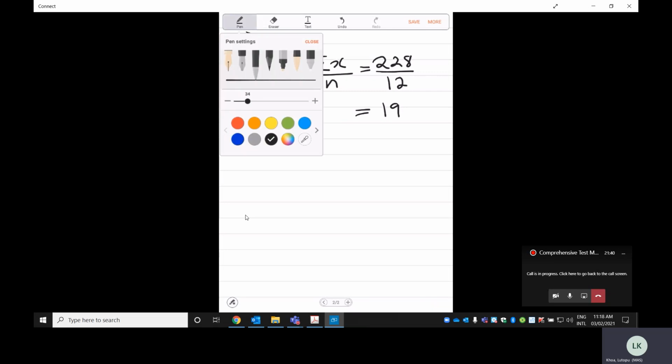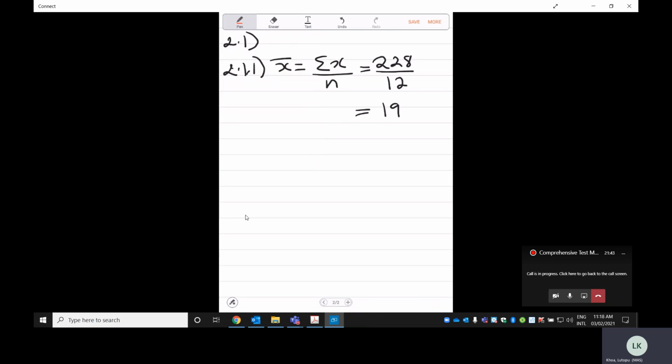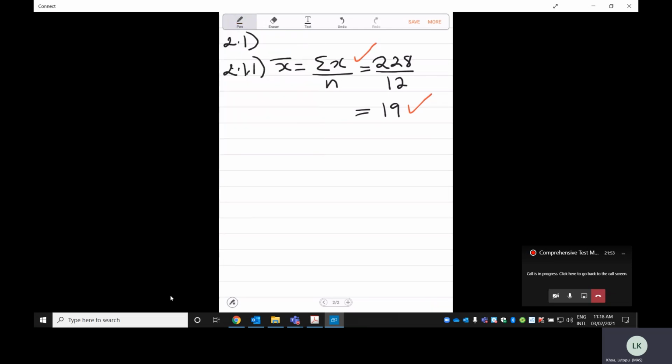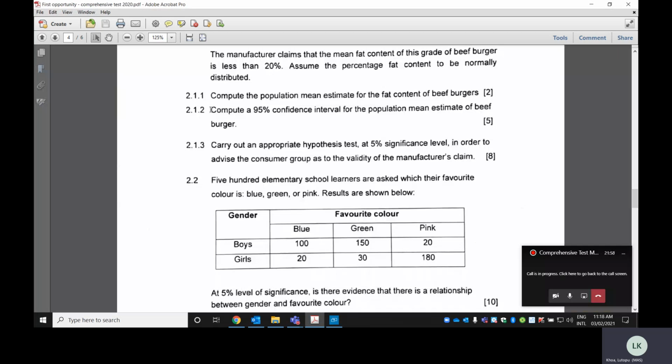Okay, now in the allocation of marks, just so that you know your working is important, the formula gets a mark, and then the answer, you get a mark. And the next question, 2.1.2, compute a 95% confidence interval for the population mean estimate of beef burger. Okay, so we need to construct a 95% confidence interval.